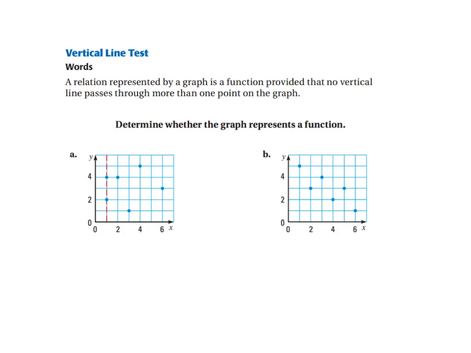Now, we've got an example here. Look at A. You see how they've drawn in this vertical line here? And do you see how it intersects this point and this point? Is that more than one point? Yes, that is 2 points. So we would say this is not a function because it fails the vertical line test.